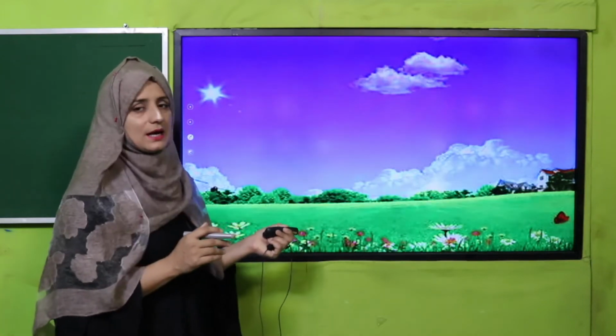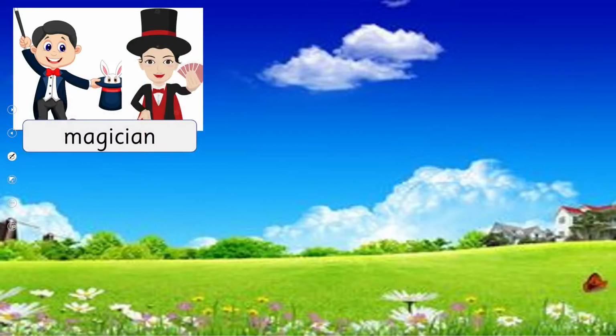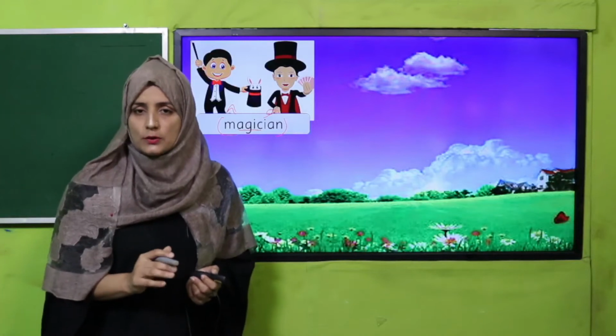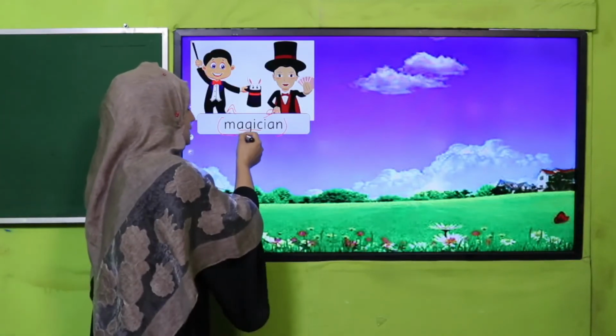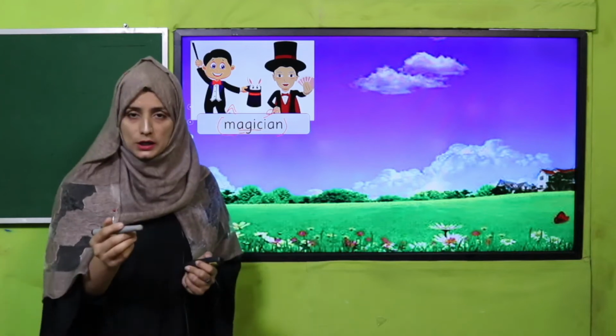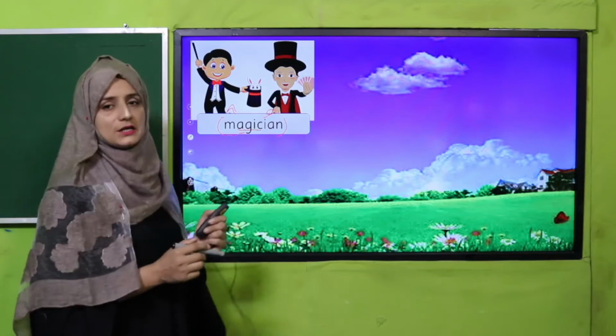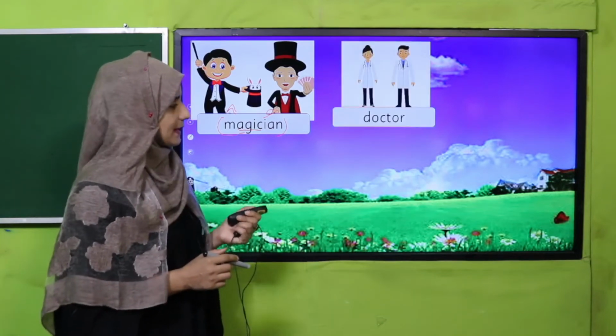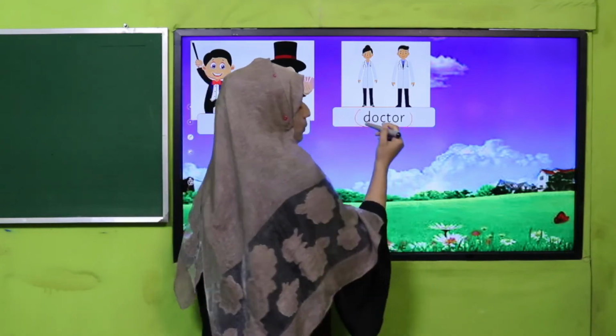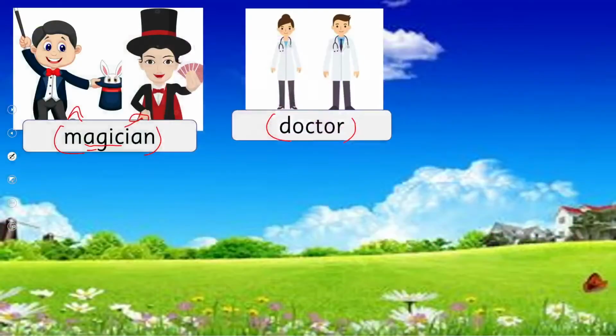How? See, examples are there for your more understanding. Yes, magician. So my dear students, magician can be a man and can be a woman. So when we talk about the word magician, we will get it into common gender, because it is not clear which magician we are talking about. It is either male or female. Okay, so that's why we will get it into common gender. Next is doctor. So we use this term for both nouns, either female or male. So that's why we got it into common gender.